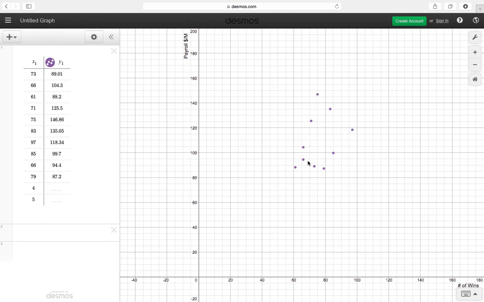So I've got all these 10 data points, and this is a scatter plot, but I need to come up with our line of best fit. Okay, and this is why Desmos is super cool, because it does that for us very quickly.